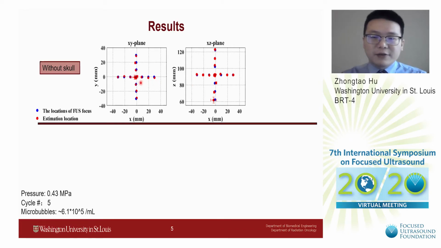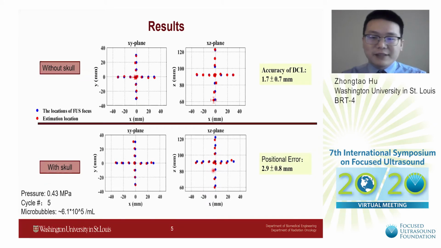The blue dots represent the location of the FUS focus, and the red dots represent the estimated location using our DCL method. Without the skull, the mean value of the accuracy was 1.7 millimeters, averaged among all the points. With the skull, the mean value was 2.9 millimeters, which was comparable to that without the skull.